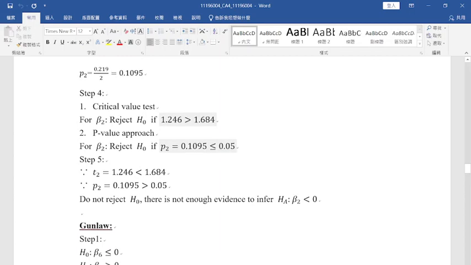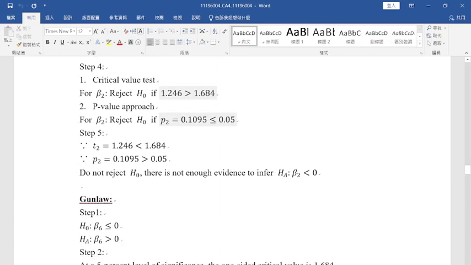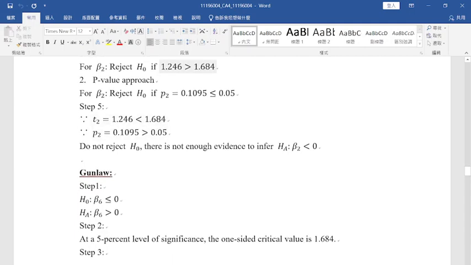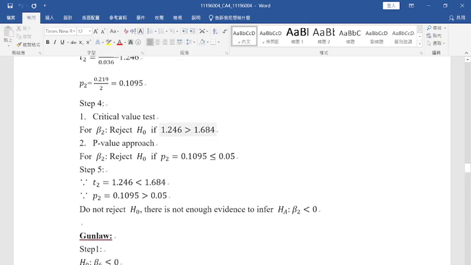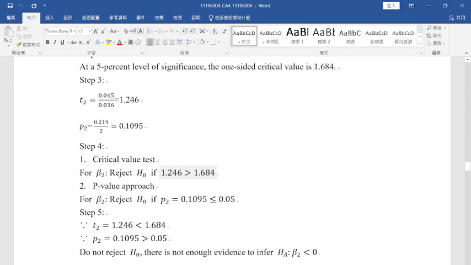Yes. And the p-value, so it should be that the t statistics is negative 1.246, which is greater than the negative 1.684, and because the p-value is greater than 0.05, we do not reject the null hypothesis, because there is not enough evidence to infer the alternative hypothesis. I think I did the variables wrong.